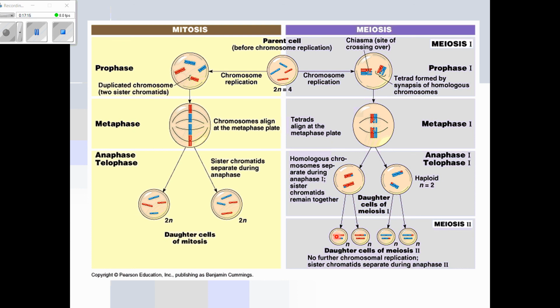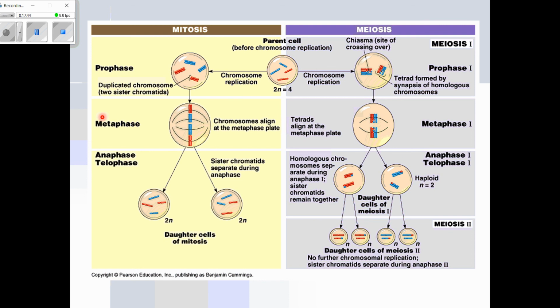Meiosis produces 4 daughter cells. They are genetically unique, and they each have half the number of chromosomes that we started with. See? 1, 2, 3, 4 chromosomes in this cell, but down here, only 2. The number of chromosomes has been cut in half.